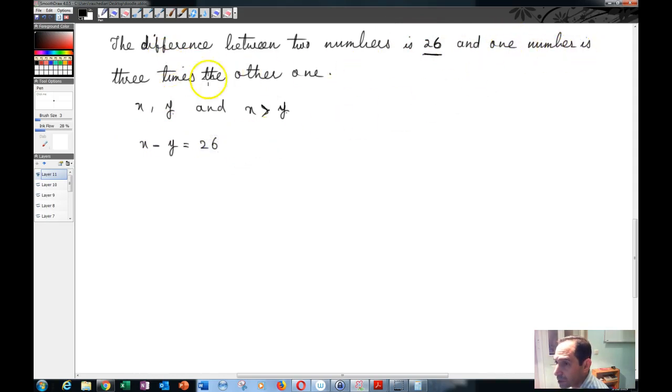And one number is 3 times the other one. So if x is greater than y, then you can write x is equal to 3 times y, because y is smaller than x. So I think this way we can solve this pair of equations. So let's see what we get, and we want to solve the problem using the method of substitution. So you can write these, for example, in general form, x minus y minus 26 is equal to 0, and x minus 3y is equal to 0.